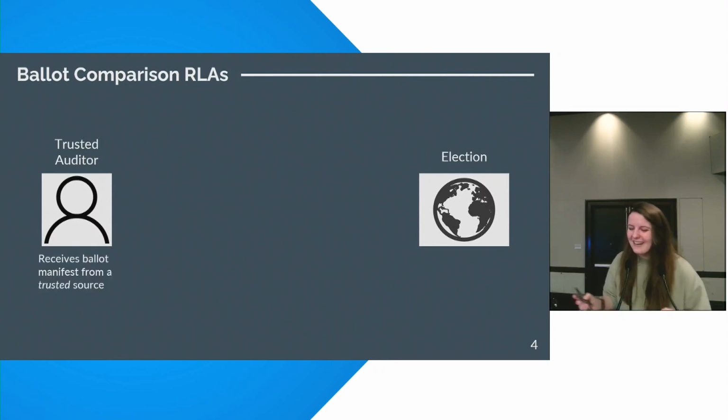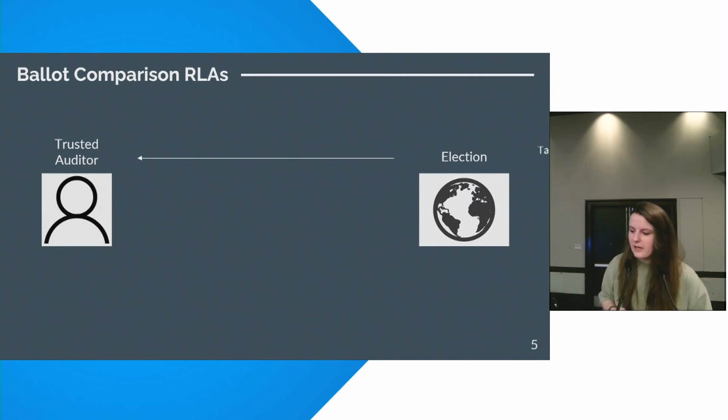So the trusted auditor receives the ballot manifest from a trusted source. That's a list of every batch and the ballots within the batch, such as if they made it themselves. And the election is in control of the physical, untampered ballots. Remember, they cannot be changed. So to start, the election gives the reported winner and loser via the tabulation totals to the auditor.